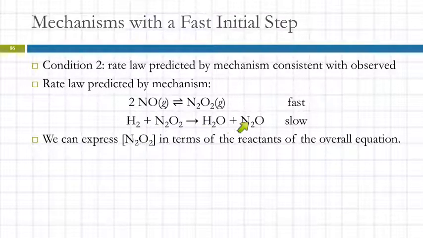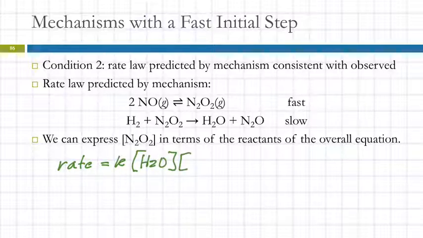What is the rate law for this slow step? For elementary steps, we can predict the rate law. The rate will equal K times the concentration of H2 times the concentration of N2O2. So here's the rate law in terms of that slow step. Okay, so it's H2 and N2O2. It's the reactants, not the products. I don't know what I was thinking earlier.